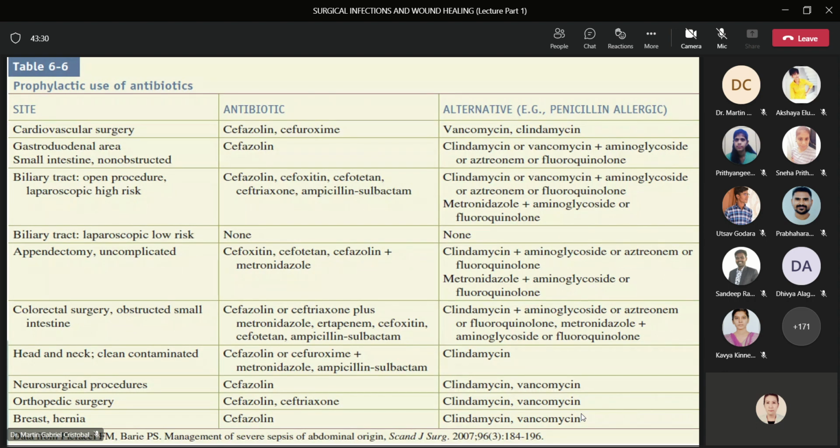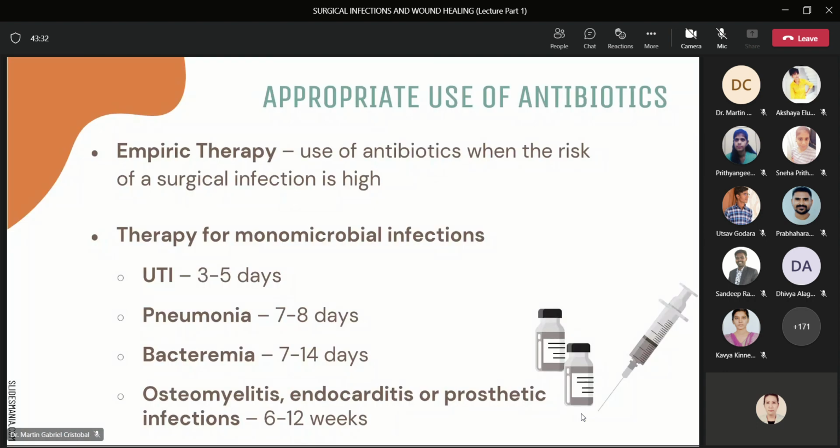So next is empiric therapy. This is defined as the use of an antimicrobial agent when the risk of a surgical infection is high based on the underlying disease process, or when there is significant contamination during surgery. Usually this is limited to a short course of 3 to 5 days.